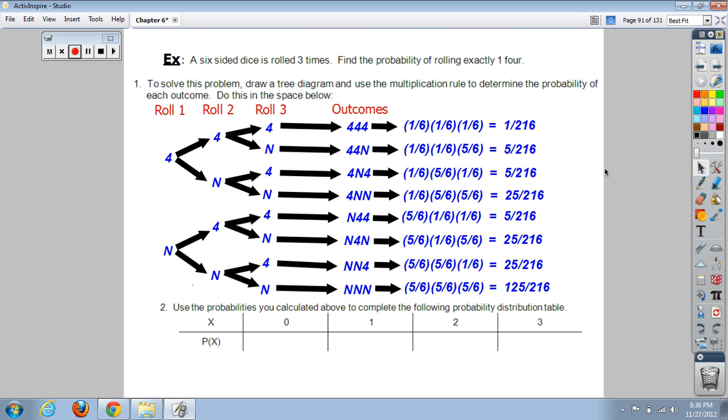Alright, so now we're going to come down here and fill out our table. So what's the probability that we get 0 4s? Because that's what we're considering a success. Our random variable x is getting a 4. So getting 0 4s, well, there was only one way that happened. And we said that's the probability, 125 out of 216, which is 57.9%.